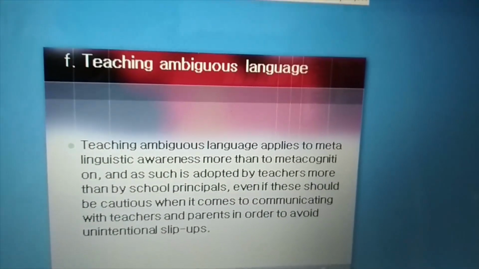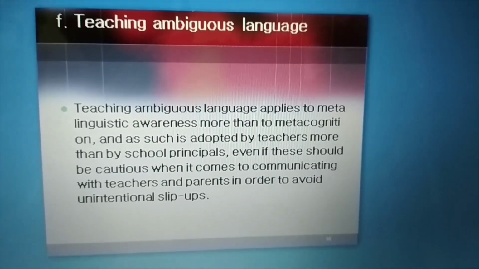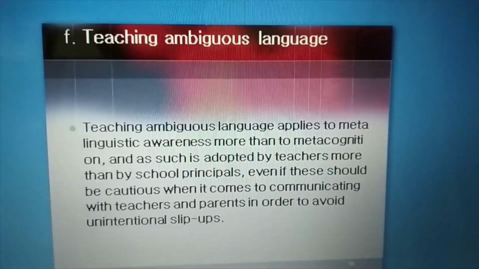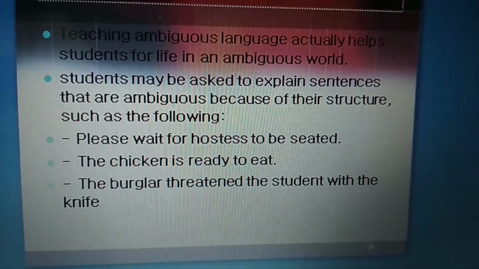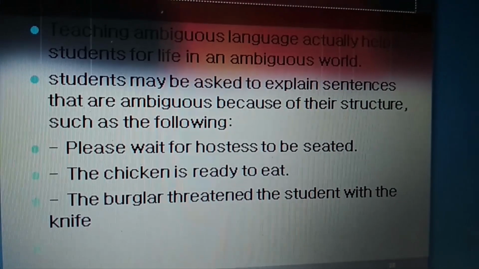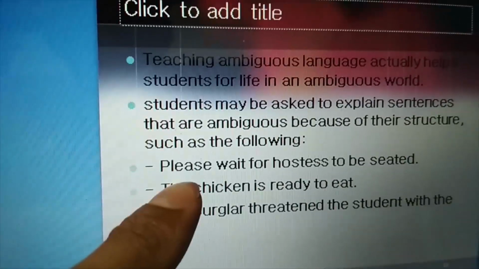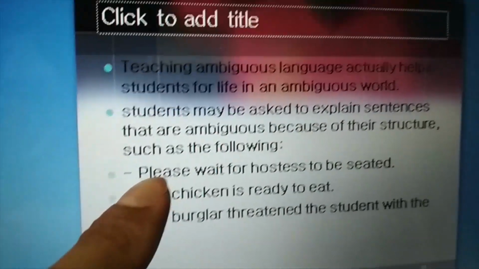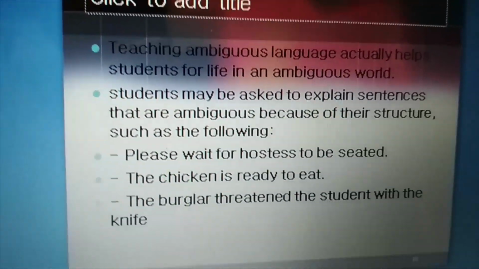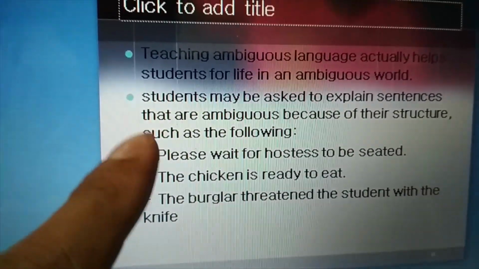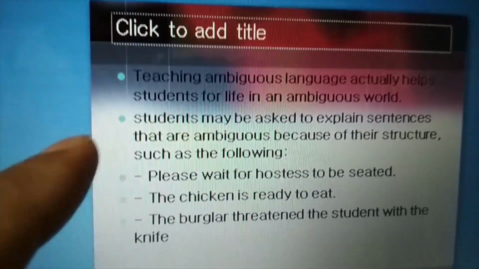Teaching ambiguous language. It is also important for students when he or she meets ambiguous language. For example, here, yeah, please wait for hostess to be seated. Are you familiar with this statement? Sometimes we can see this statement in formal restaurant. Sometimes in formal restaurant there is this quote. It means that you cannot seat yourself, so you must wait for the waiters or the host to allow or to choose the table for you.